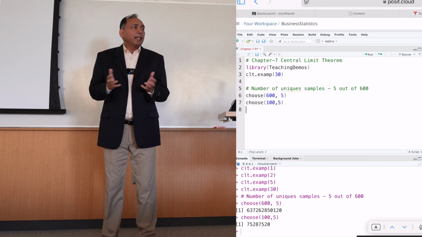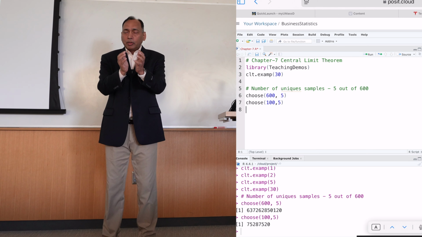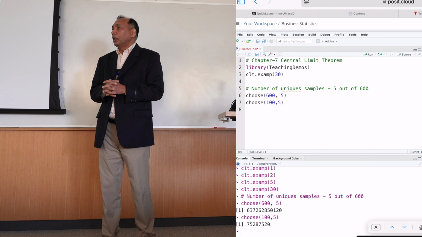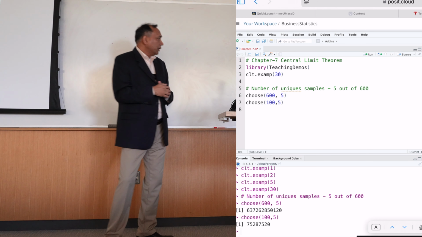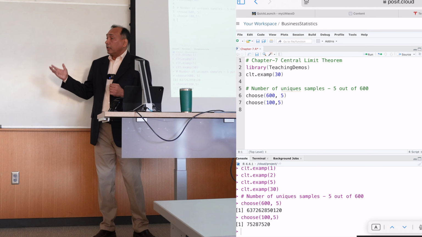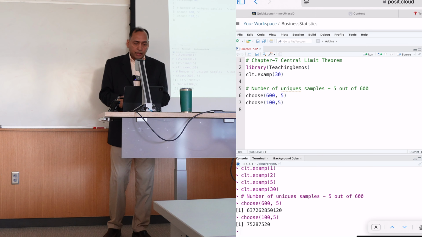We want to get an idea not just about that sample, but also about the entire population, so that we can make a good judgment. Basically, the central limit theorem helps to study all those things.